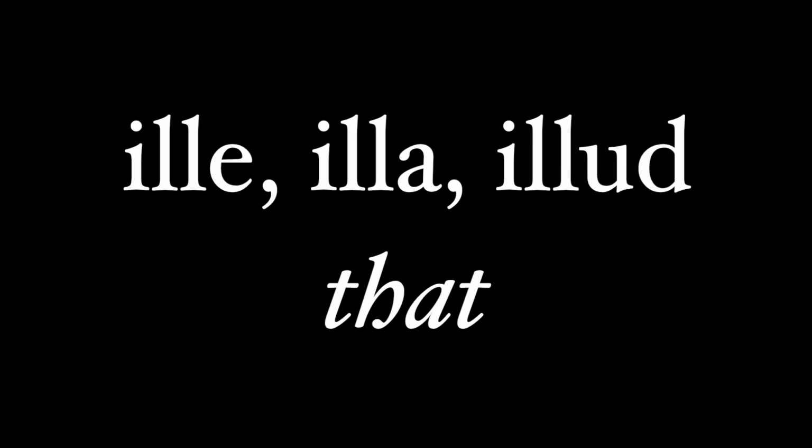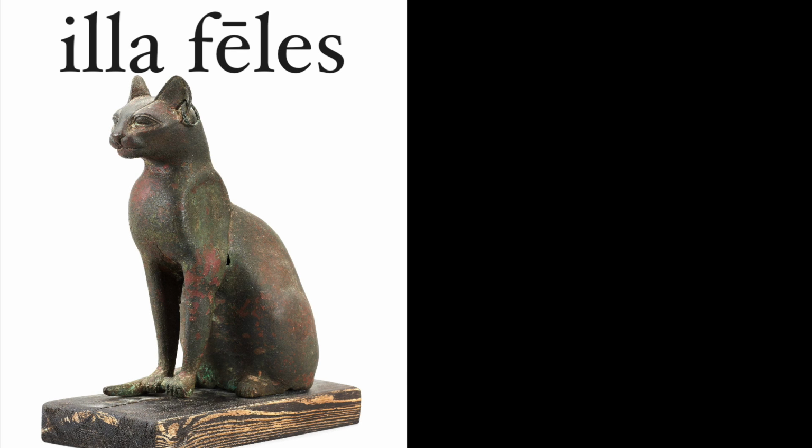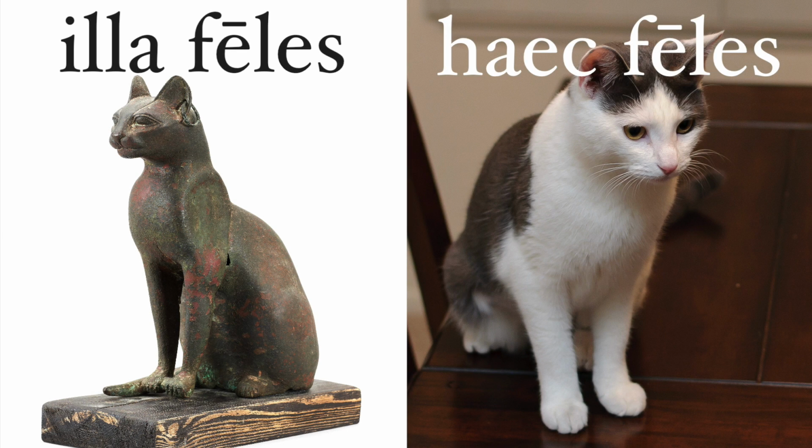Ille means that, and it really refers to things that are far, either physically like that cat, ille feles, in contrast to this cat, haec feles, or sometimes time or even thought. So ille feles could refer to the cat you had growing up, while haec feles is the cat you currently have. Ille is typically used as an adjective, but like most adjectives, it can function as a noun, especially when you know what the gender is.